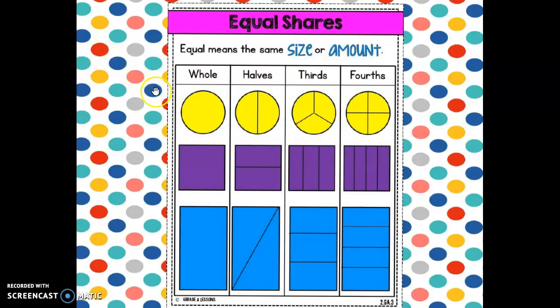Alright, so let's look at these different shapes. We have a whole circle here. We have a whole square and a whole rectangle. Over here we have halves. Again, the circle is in half, the square is in half, and our rectangle is in half. Here we have thirds. Same. And fourths. You also hear the word fourths referred to as quarters. So the most important thing to remember here is that when you partition or you break it apart, it needs to be equal.